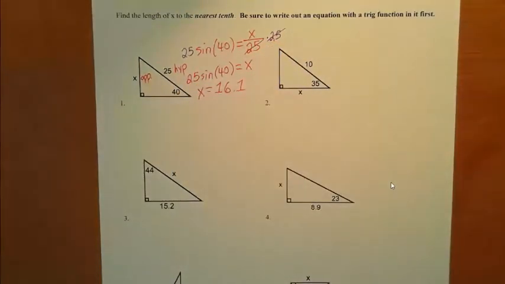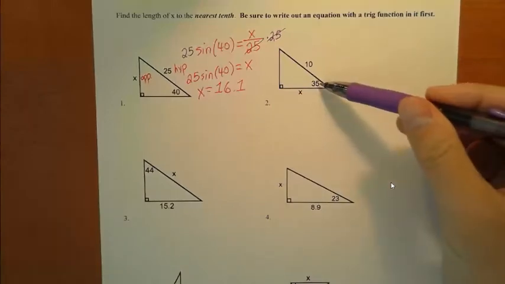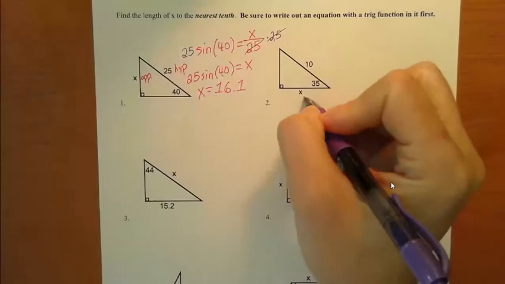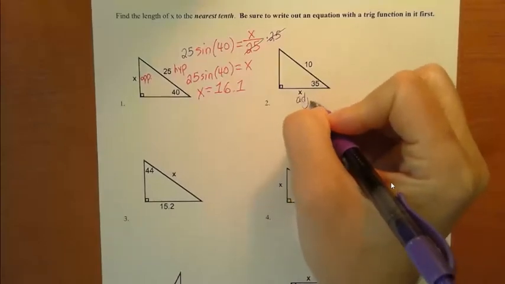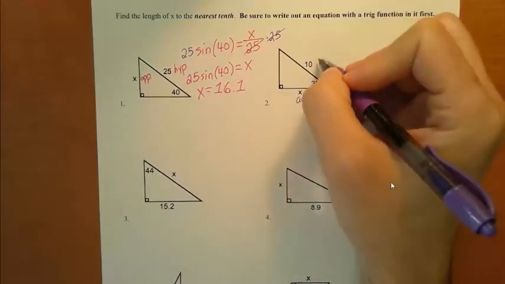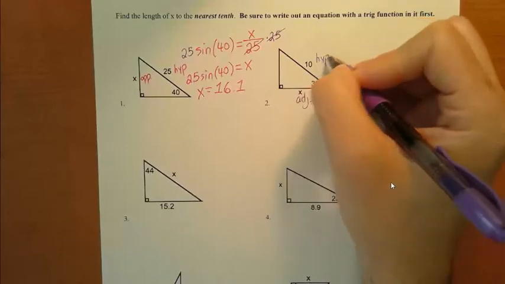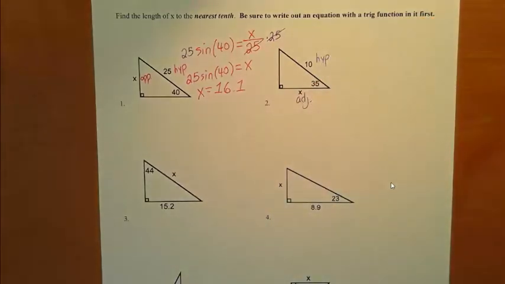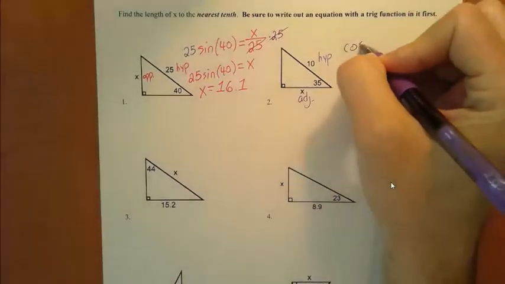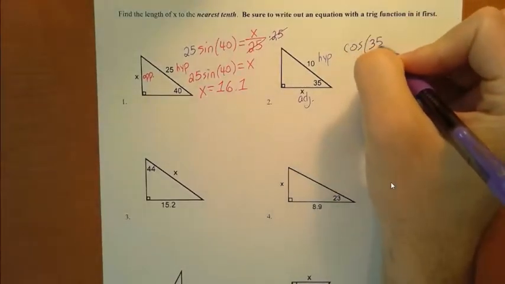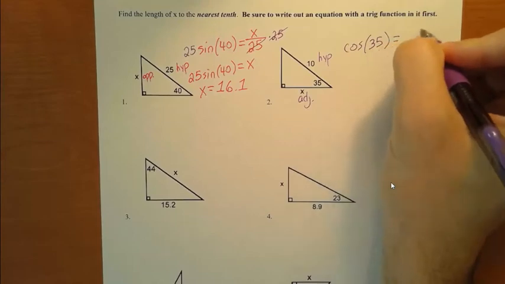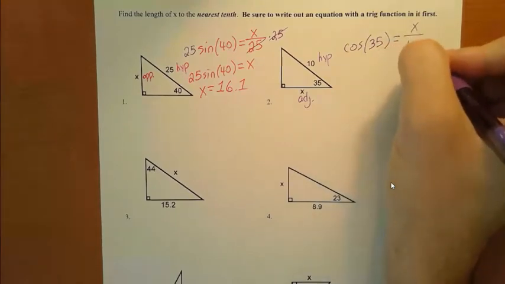Moving on. Number 2, we have a new angle of 35 degrees. In relation to that 35 degrees, the x would be the adjacent side, and the 10 would be the hypotenuse side. Adjacent and hypotenuse goes with cosine. So we are setting up our problem as cosine of 35 is equal to x over 10.